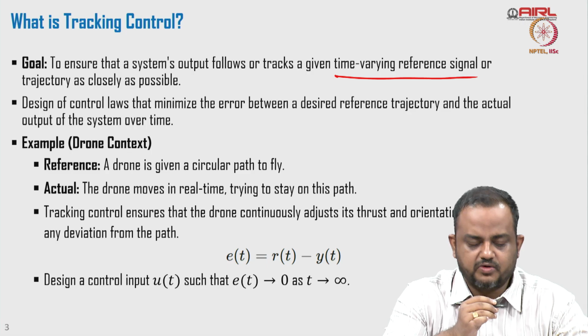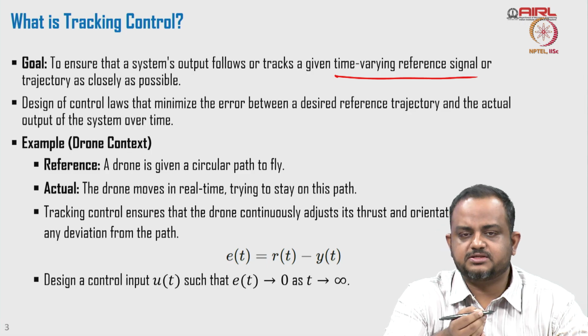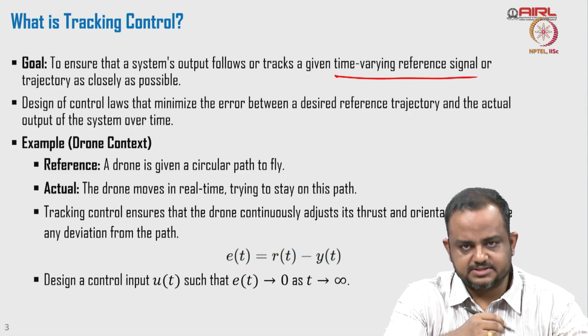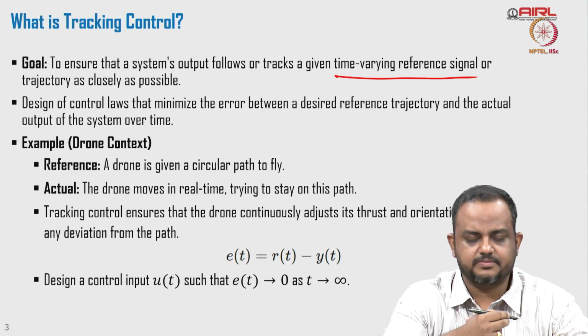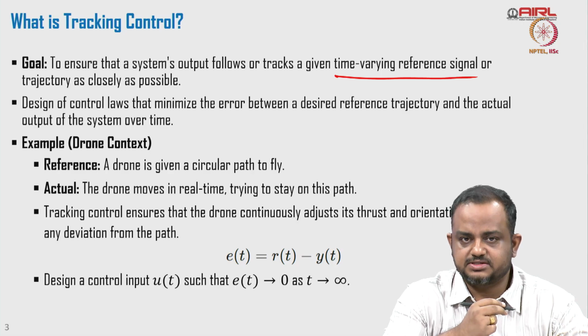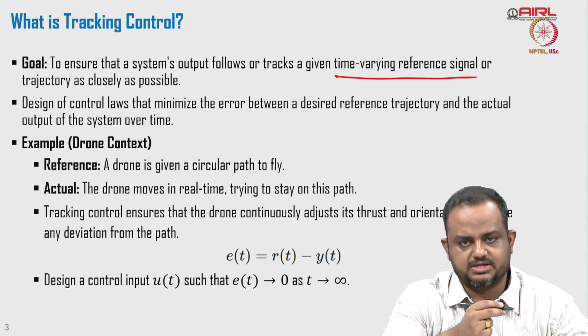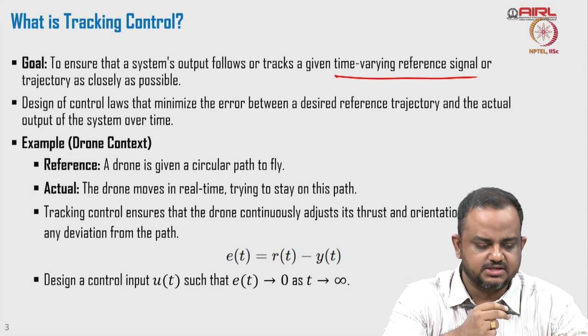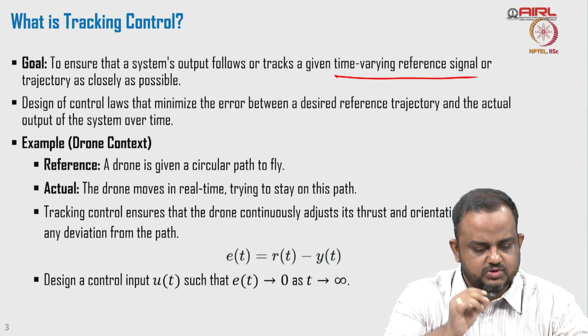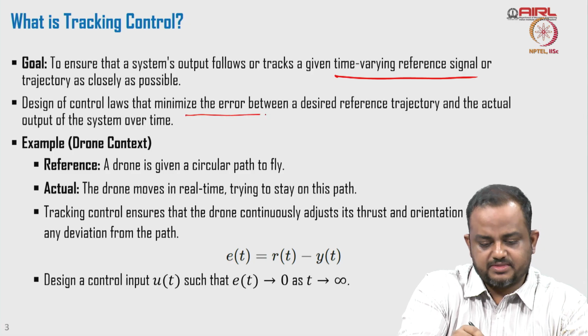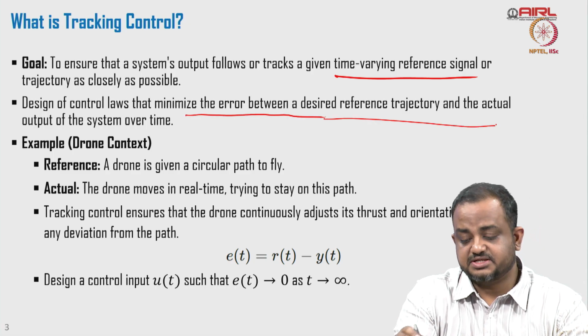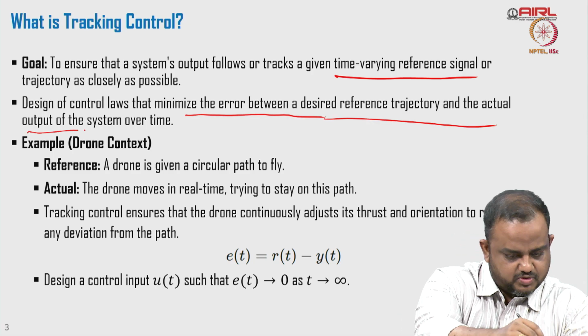If we just expect that the drone will by itself track the trajectory, it does not happen all the time, because there will be some errors in the system. The plant or the drone might sometimes behave a little differently. There can be sensor errors, and external disturbances like wind, gusts, and sensor noise specifically. So, we need to design a control law that minimizes the error between a desired reference trajectory and the actual output of the system over time.